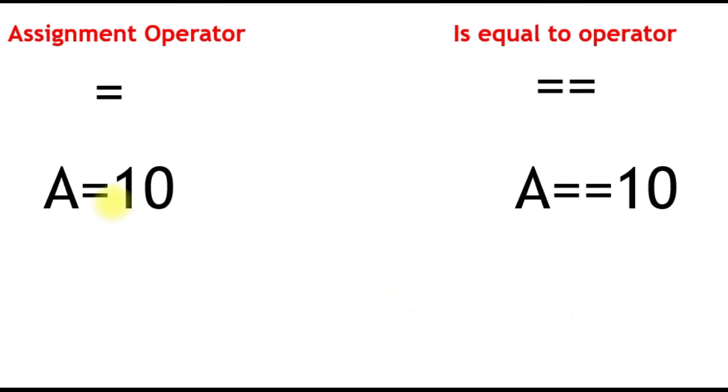So, kapag isang equal lang ang nakikita ninyo, hindi po yan nagko-compare o walang sagot na true or false. So, parang ito, A is equal to 10, meaning ang value ng A is 10. Kapag dalawang equal naman, you are comparing na yung value ng A is equal to 10. Okay? So, example, the value of A here is 5. Is 5 is equal to 10, true or false? Of course, the answer is false.